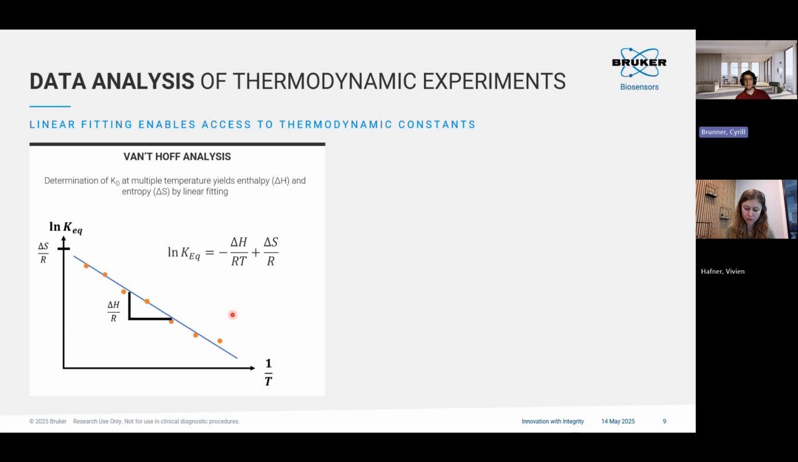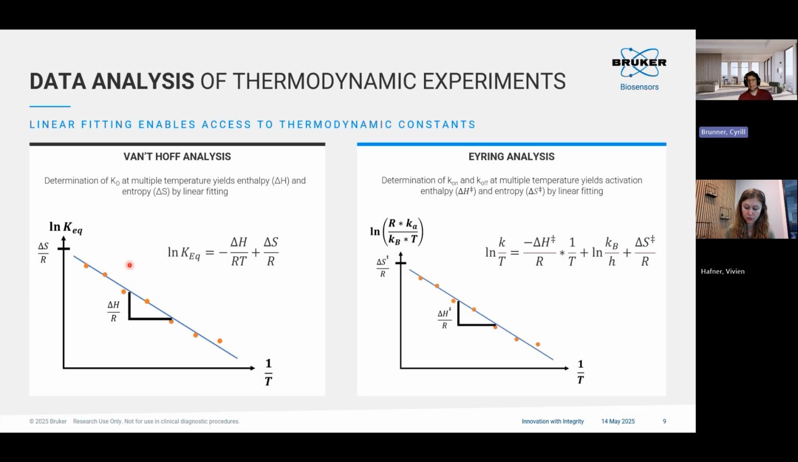The Van 't Hoff analysis is nothing else but a linear fit on a logarithmic scale. So you take KD, basically your dissociation constant. In this case, it was the equilibrium constant. Plot that, so put that in the logarithmic, plot that against 1 over T, so 1 over the temperature in absolute scale, and get then from the linear fit a slope, which refers to delta H, so the enthalpy, and the intercept, which refers to delta S, the entropy.